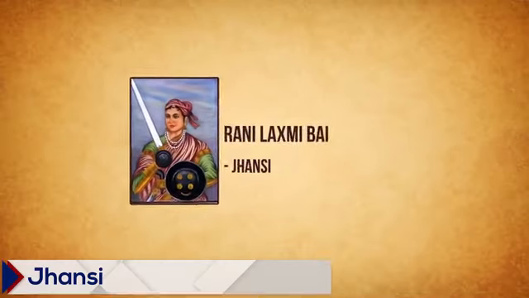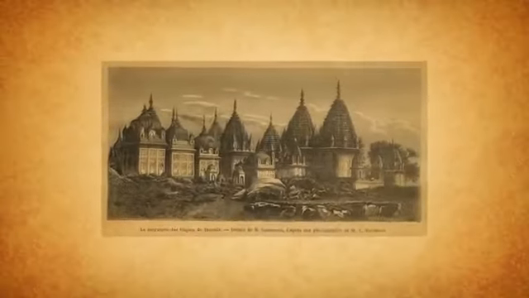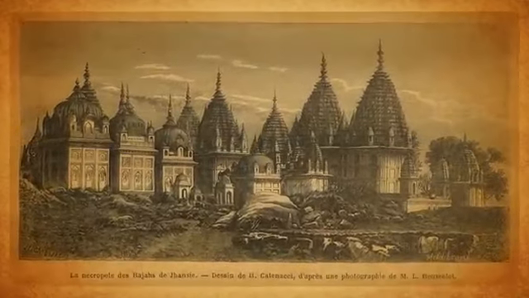Jhansi. After some initial vacillations, Rani Lakshmibai assumed the leadership of the mutiny. After being defeated at Jhansi, she captured Gwalior with the help of Tantia Tope and Afghan guards.